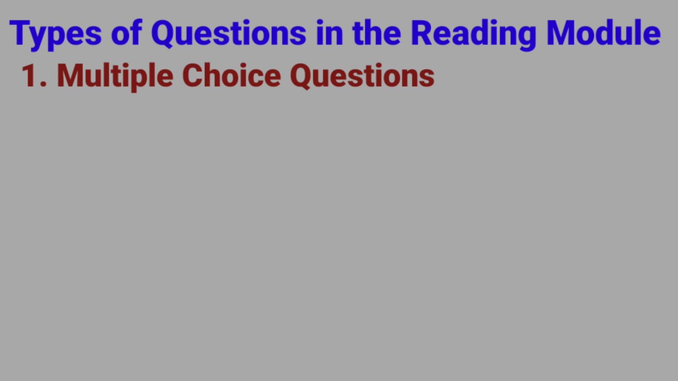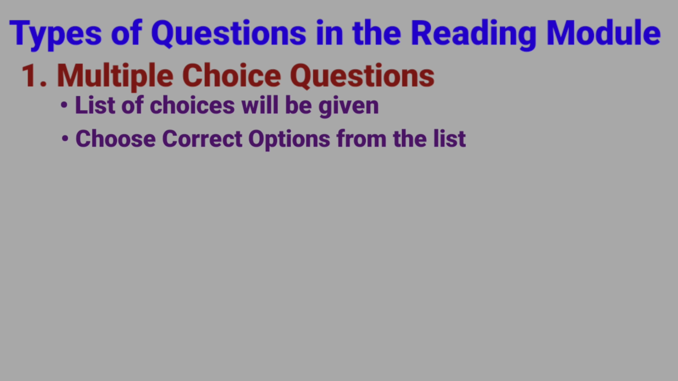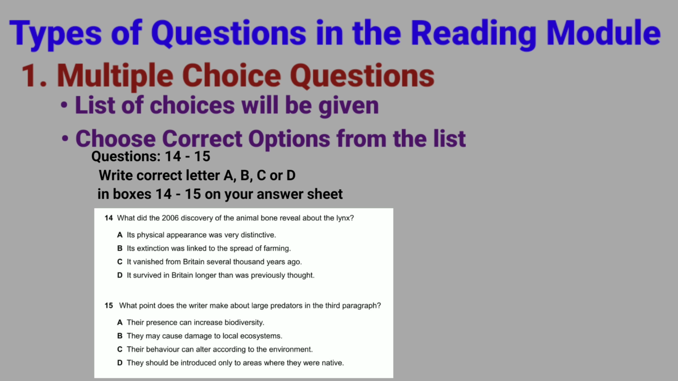Multiple choice questions. In this, a list of choices will be given and the candidate has to select the correct option from the list of choices. For example, here you can see questions 14 to 15. Write the correct letter A, B, C or D in boxes 14 to 15 on your answer sheet. Here you can choose one correct option for each question.